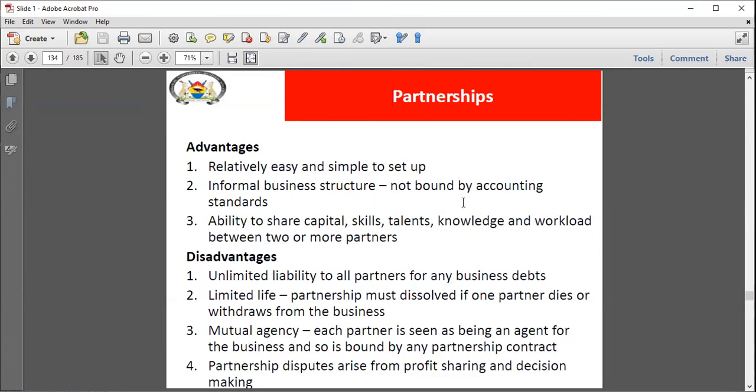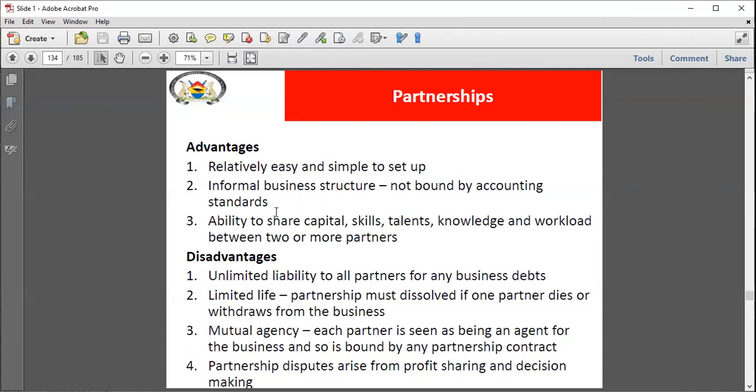People may just choose to do a partnership, which is much easier to open up, okay? So it's an informal business structure. There are no accounting standards that rule it as it runs. So on and so on.